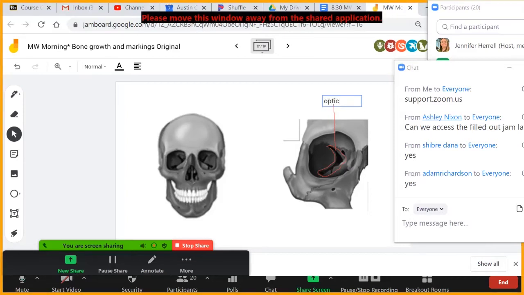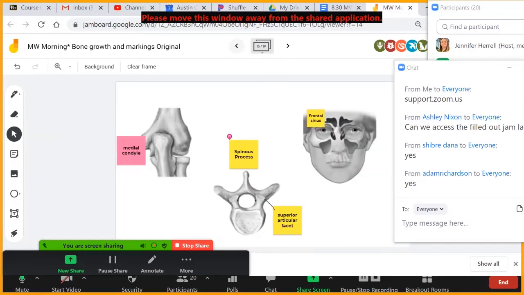Optic. Optic fissure back there. Okay, good. All right, so I want to ask you guys 2 questions at this point.